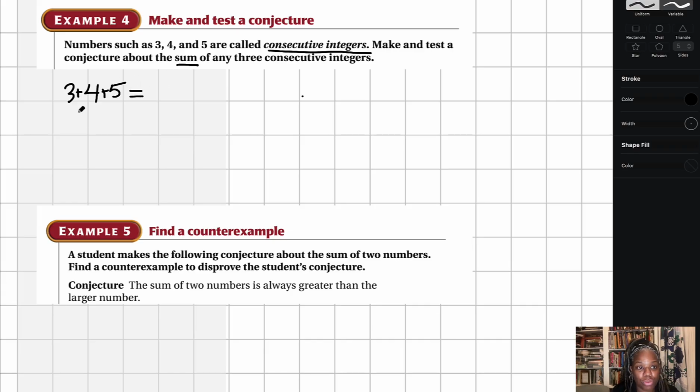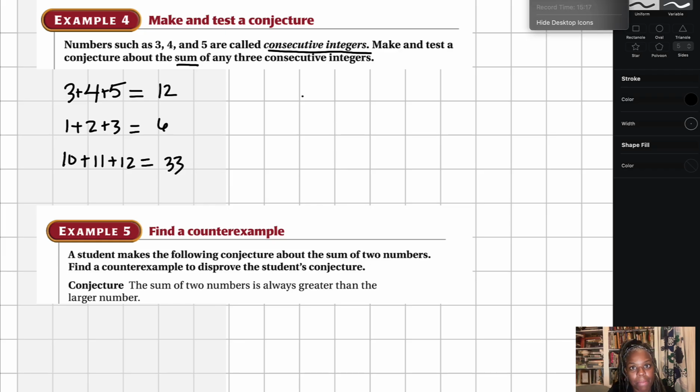So the sum of 3 plus 4 plus 5 is 12. All right, that's fine. Let's try 1, 2, 3 because let's not do the hardest math in the world. 1 plus 2 plus 3 is 6. Let's try 10, 11, 12. When I add those guys up, I end up with 33. I don't know. Anybody seeing anything? So let's go ahead and put a few more out there and let's see if we see something.